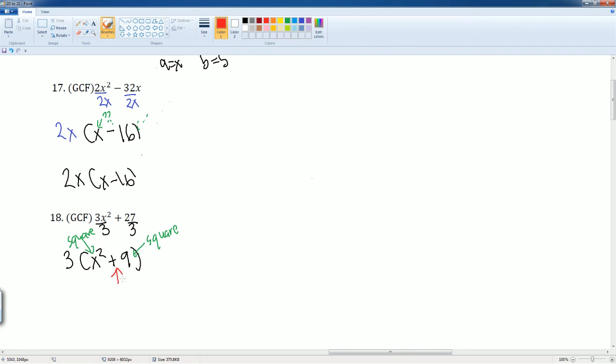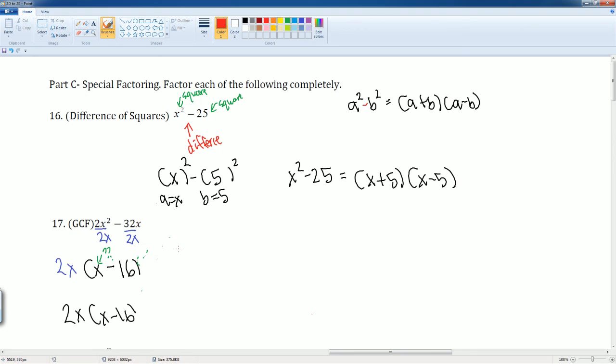No, because this is a sum. You cannot do that. So you have to leave this as the final answer. You cannot do difference of squares here. All right, so that is part C.